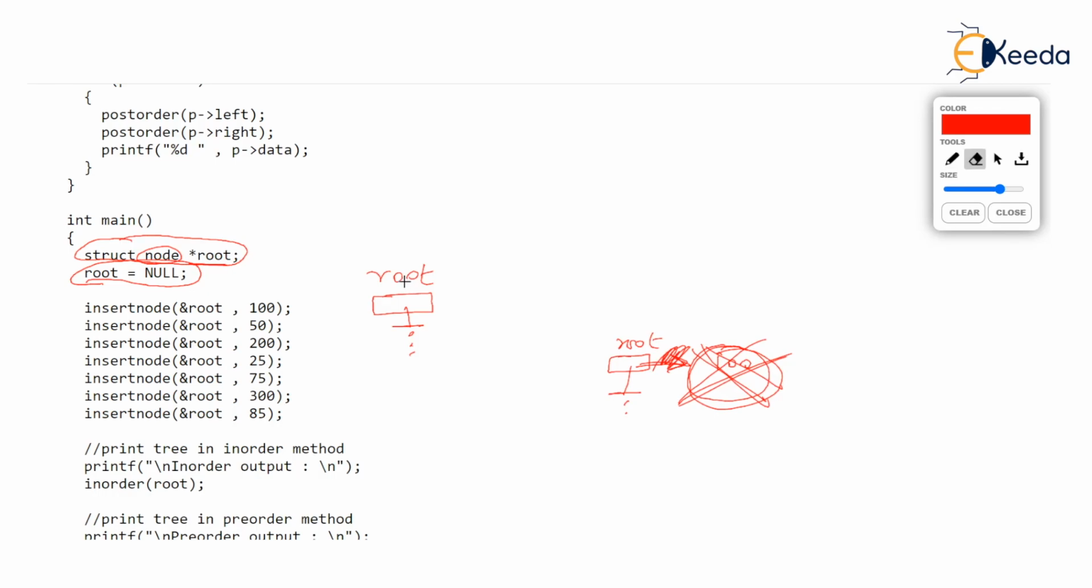I hope you have understood why the root pointer is null: because the tree is empty. We don't have any node created yet, so root cannot point anywhere. Now it's time to call insert node.